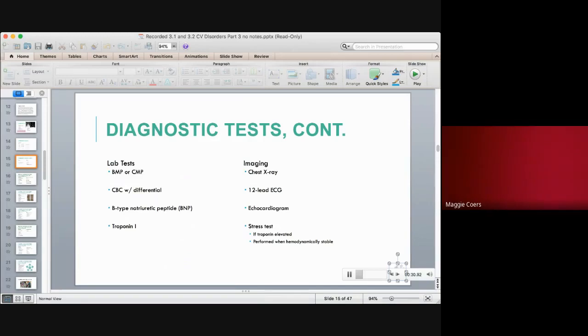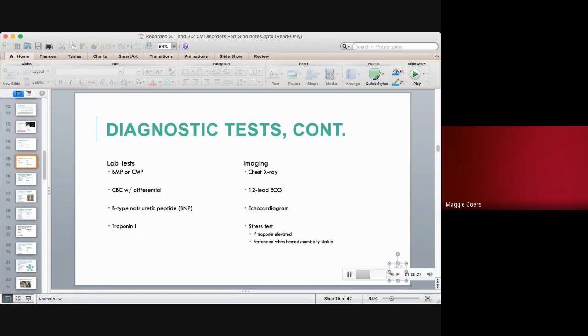So when a patient comes into the hospital or into the ED with symptoms of heart failure, we need to get labs. We need to get a BMP and a CMP, a basic metabolic panel or a complete metabolic panel. We need to do a CBC with differential to rule out infection or anemia. We need to get a B-type natriuretic peptide, the BNP that we talked about, that tells us the amount of heart failure the patient is in.